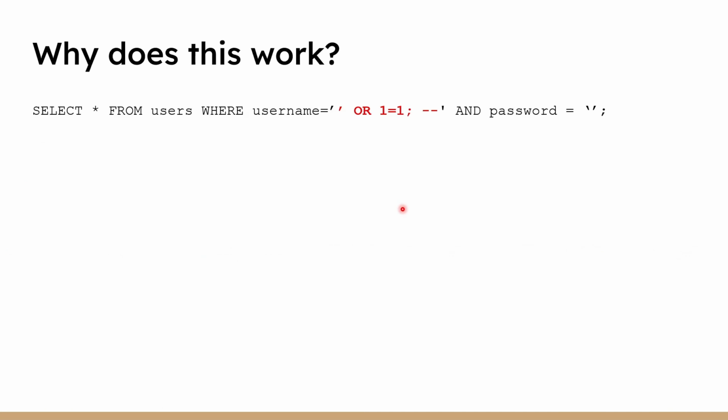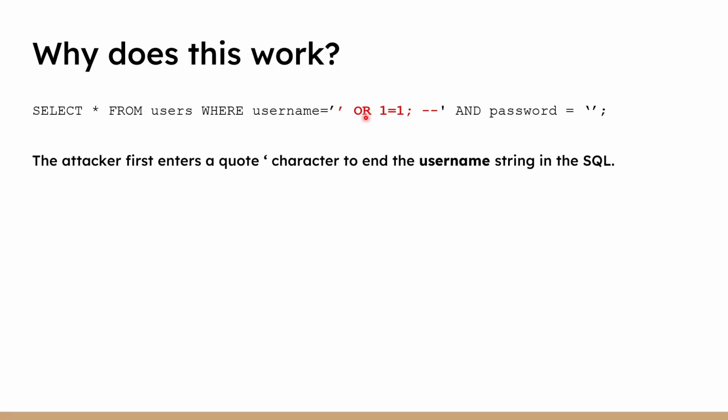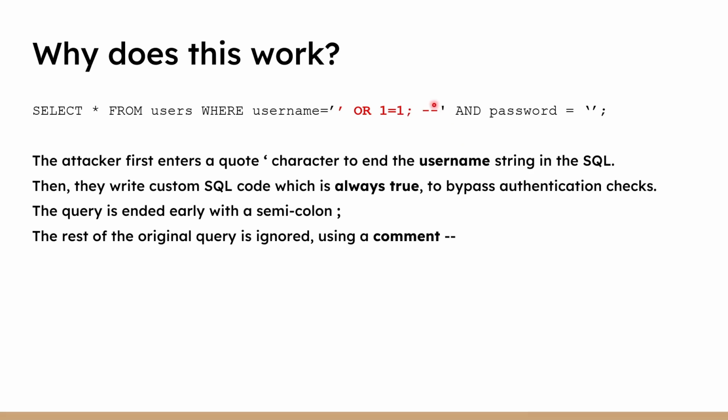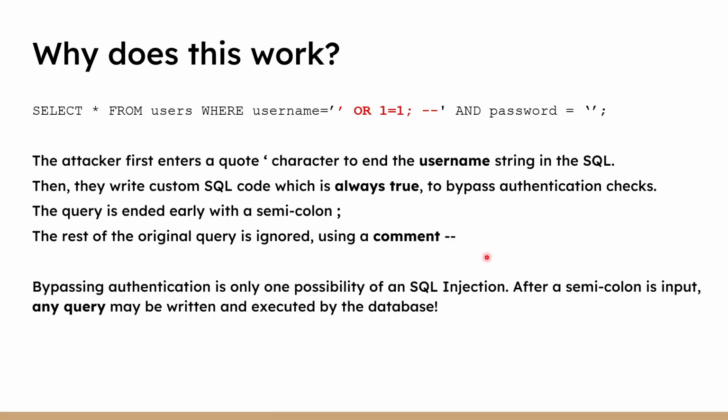Why does it work? Well, basically, they first enter a quote character, which ends the string for username. So now the SQL query will think the username is nothing, and then they'll write their own code, which is always true. Then a semicolon ends the query, and they use a comment to just ignore everything else so that it doesn't cause an error, so that it actually does what they want it to do. And a comment is usually 2 dashes. But they could do literally anything after this semicolon.